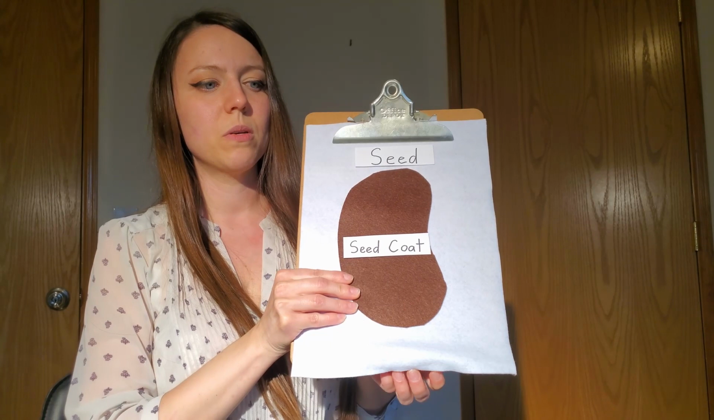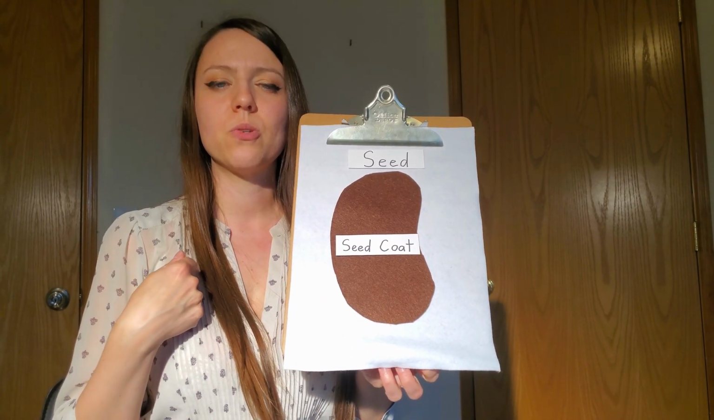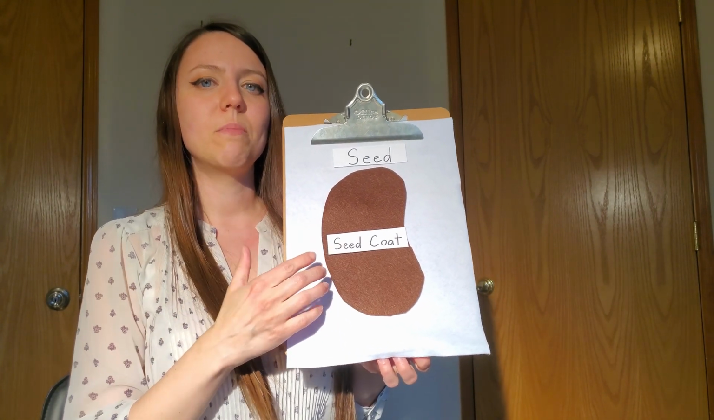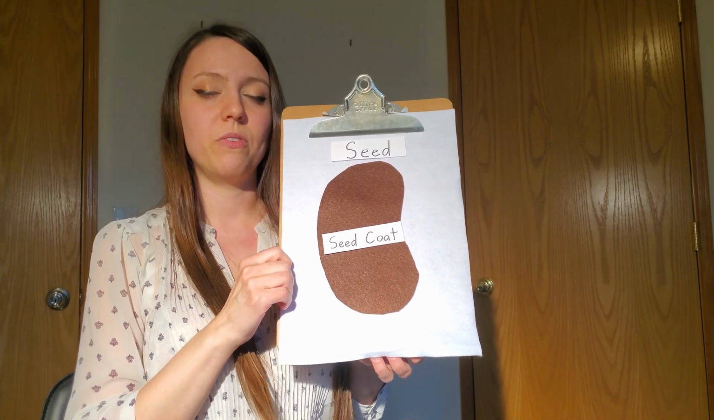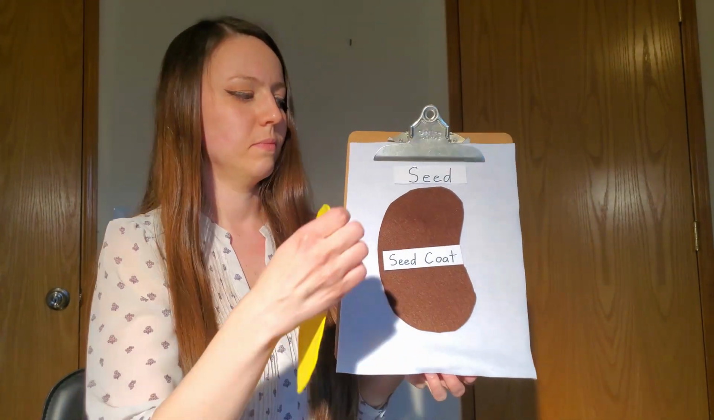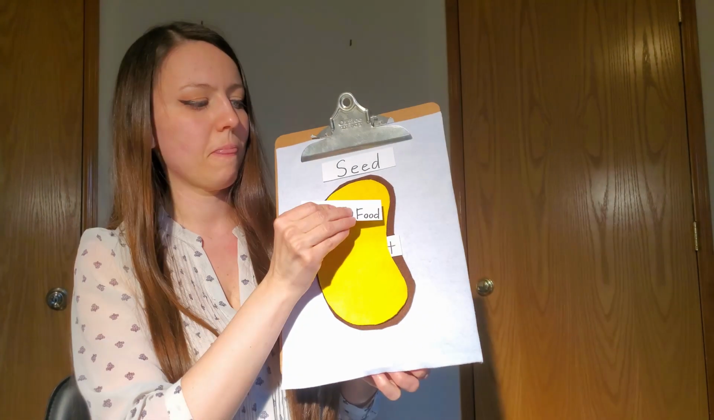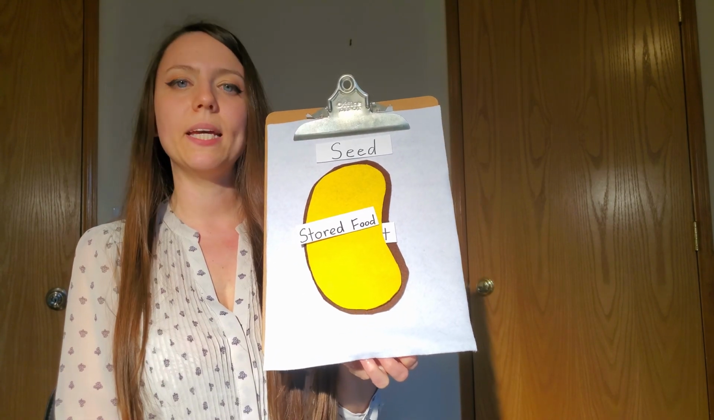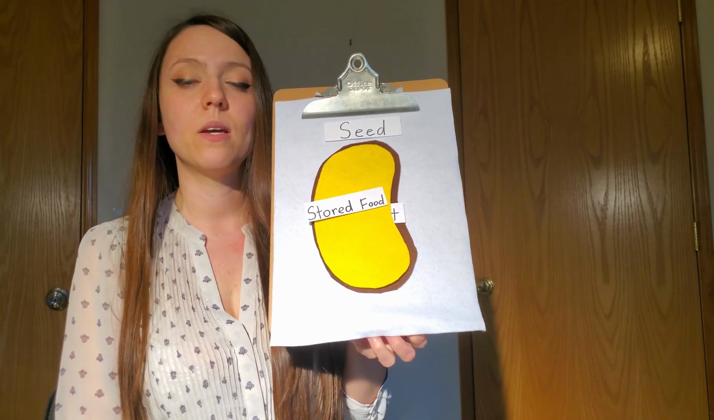A seed coat protects the inside of a seed. Just like a coat you wear in the winter to protect yourself from the cold, the seed coat protects the tiny plant inside the seed. The next part of a seed is the stored food. The new plant uses the stored food until it grows leaves that can make food.